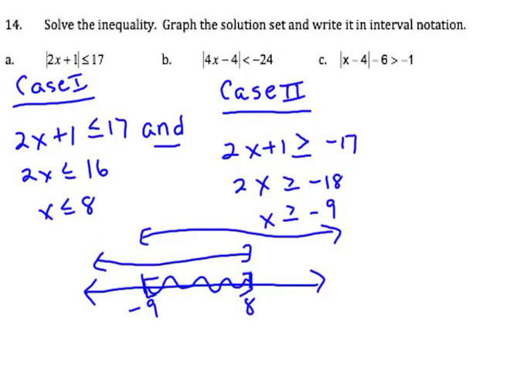And there's the graph. And writing it in interval notation, it begins at negative 9 and goes to 8. Both endpoints are included because of the equal signs there. That's my solution in interval notation. Now, that's what I do if I take this and make two separate cases out of it. I could turn this around and rewrite it as just one case. So let me show you that way.